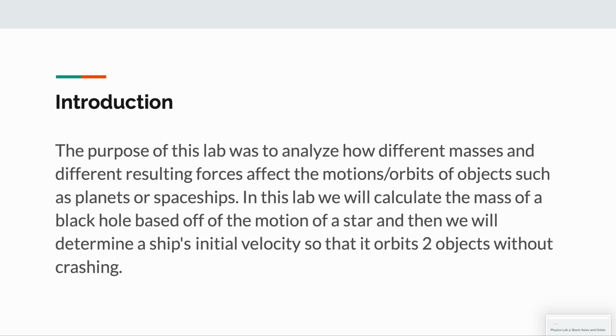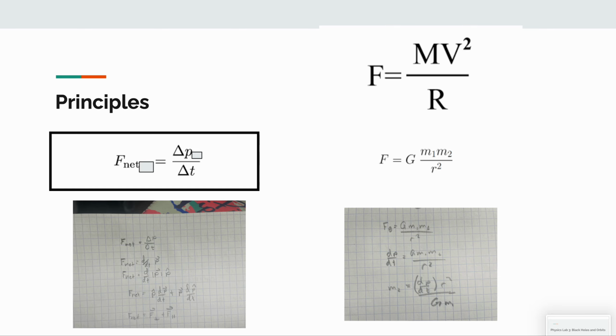In this lab, we will calculate the mass of a black hole based off of the motion of a star, and then, for the second part, we will determine a ship's initial velocities so that it orbits two objects without crashing.